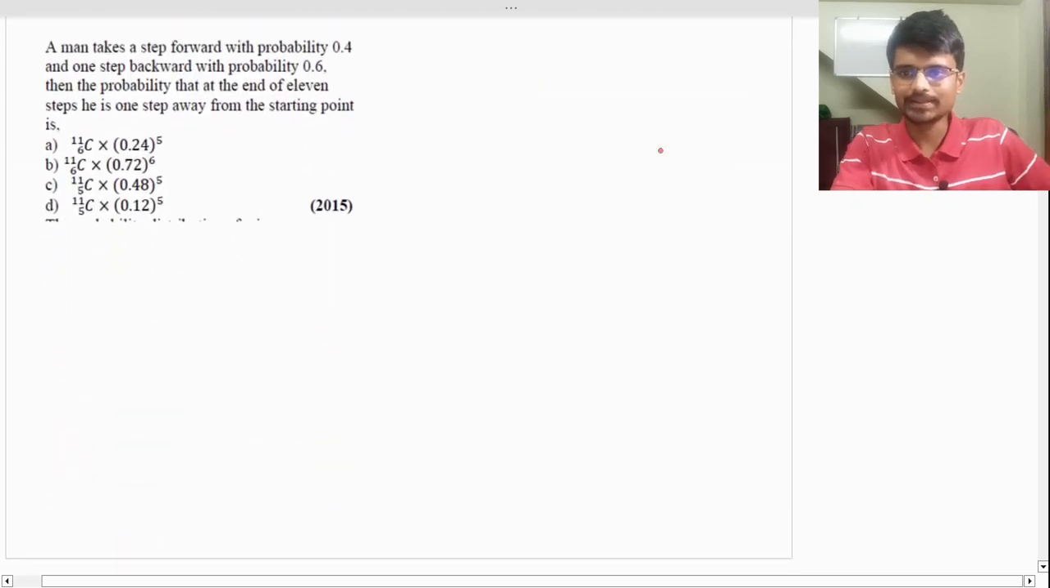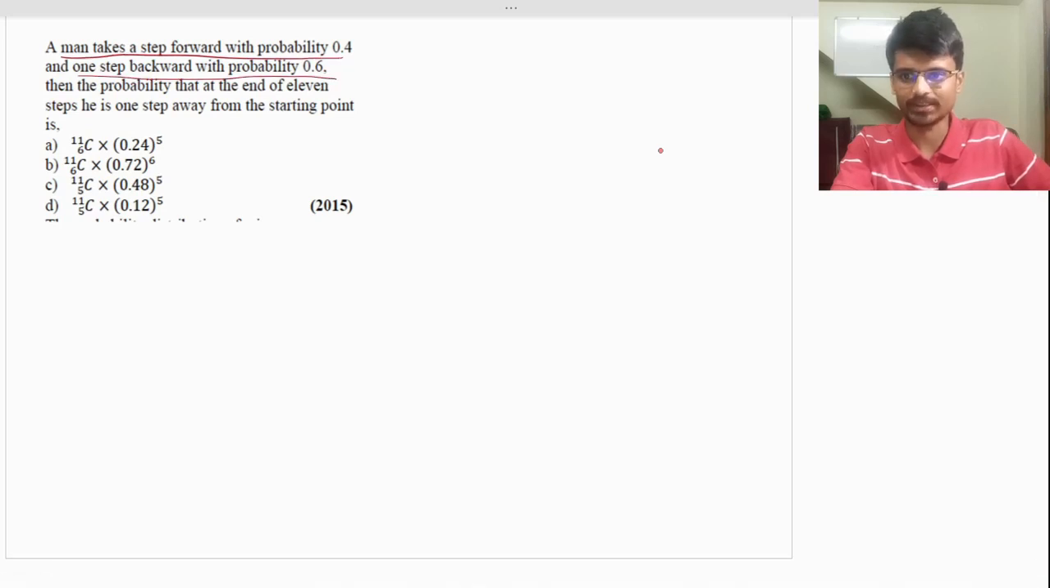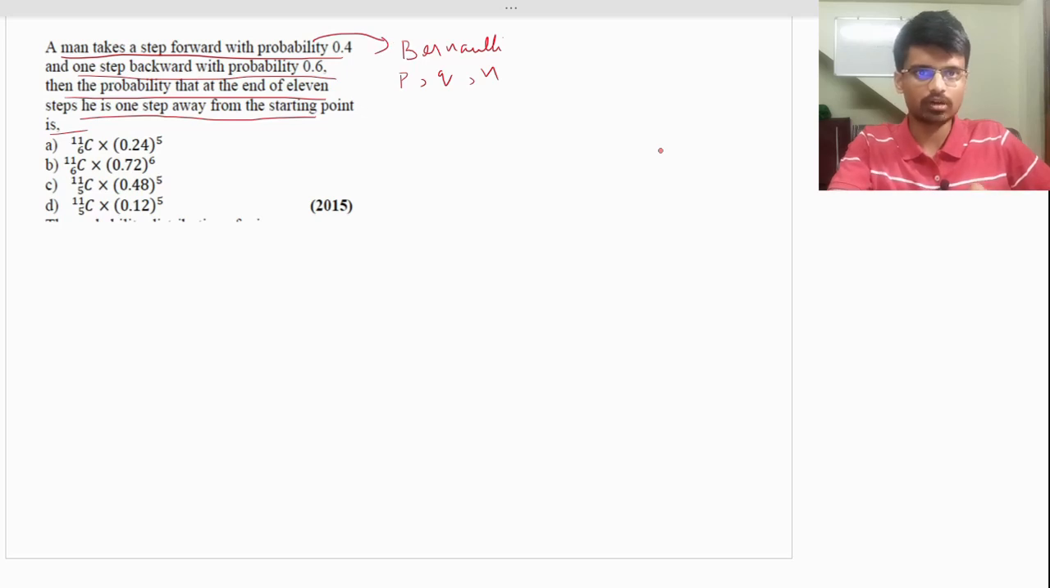A man takes a step forward with probability 0.4 and one step backward with probability 0.6. Then the probability that at the end of 11 steps he is one step away from the starting point is. So to solve this, after going through the question, what can you make from it? This question is related to Bernoulli, right? They have given us P, they have given us Q, they have given us N. For a certain case they are asking us the probability. This is the hint that the question has given us, so we can solve in that direction.